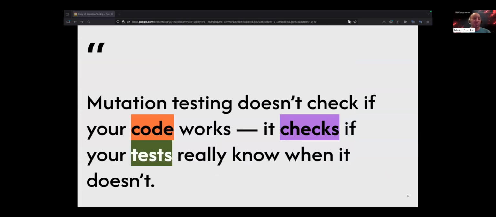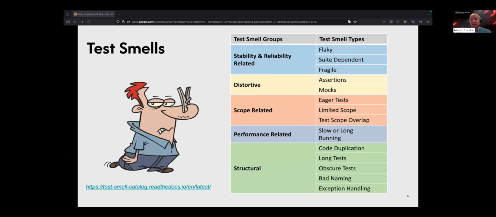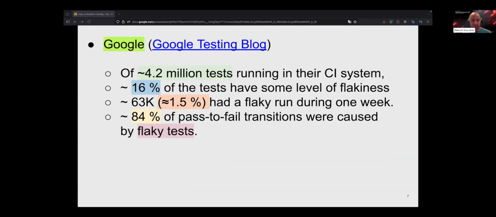Mutation testing is not checking if our code works, but it is checking if our test is strong enough or capable enough to find the issues. Why is it important? Because we might have too many test smells. That is another topic for another talk, but please go and check. I left a link here. There are dozens of test smells in the literature. Please take a look at it and be aware of test smells you might have. So test smells might be caught by means of mutation testing.